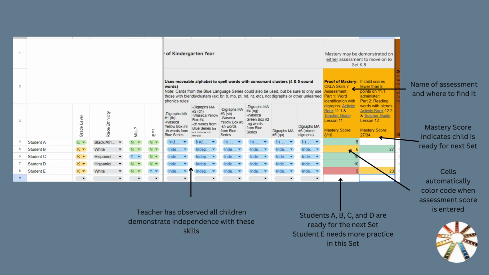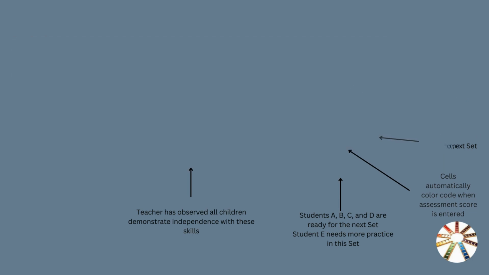As we can see here, the teacher observed that all of these children had demonstrated independence with these skills, so the teacher administered the proof of mastery assessments. In this case, children could demonstrate mastery on either one of these assessments. We can see that all of the students except student E are ready to move on to the next set. Student E still needs more practice in this set.